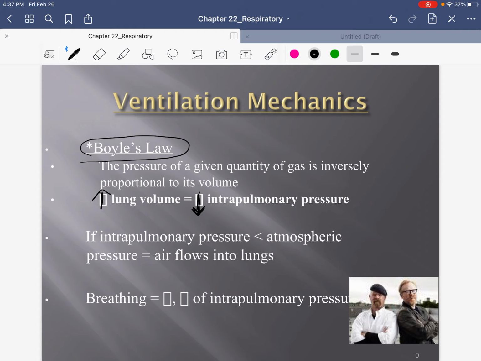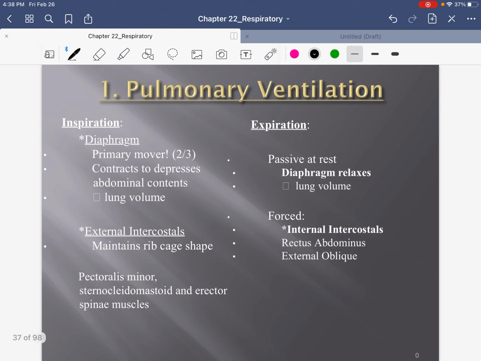What we're going to find out is our ability to ventilate is all about altering these pressures. And when we develop a pressure gradient, air can flow from one place to another. But we are going to go through that. All right, so you should know this, Boyle's law. Boyle's law just states that when pressure is high, volume is low. When pressure is low, volume is high.